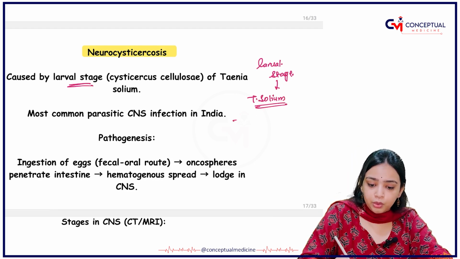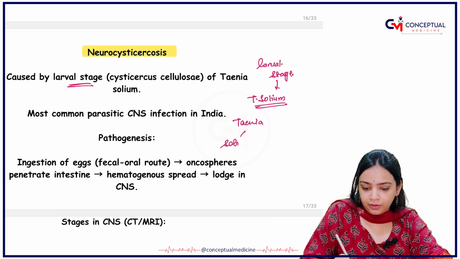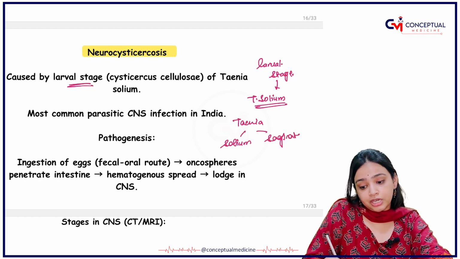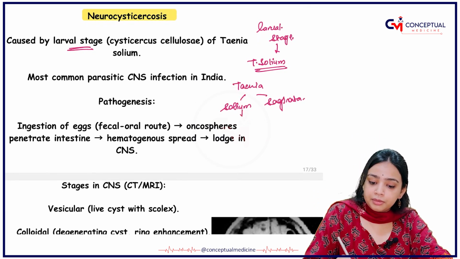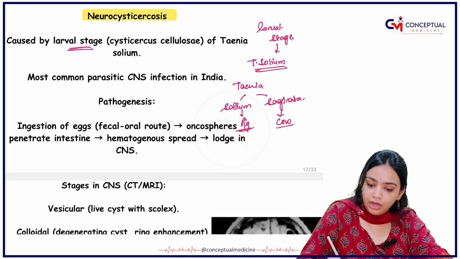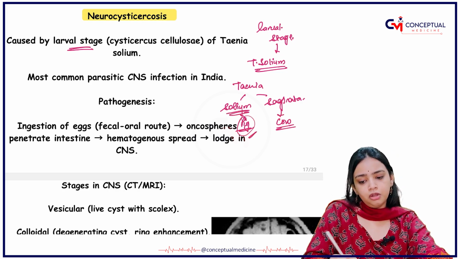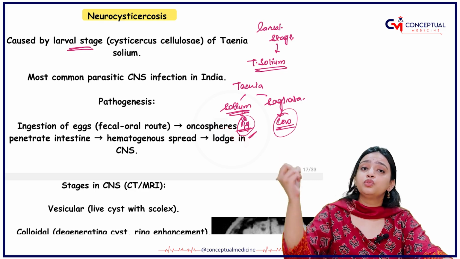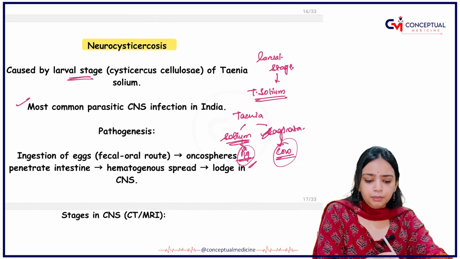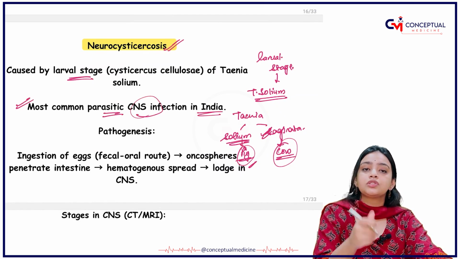And guys, you know what? You have two species of Taenia. The first one is solium and the second one is saginata. So solium is for pig and saginata is for cow. And you know how you can remember? Solium is a small word, pig is a small animal, and cow is a very huge animal. So saginata is for cows. Okay. The most common parasitic CNS infection in India is neurocysticercosis.